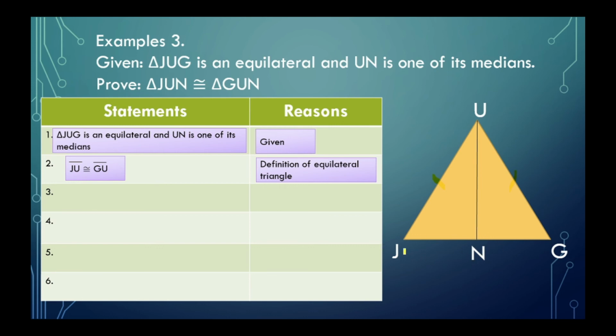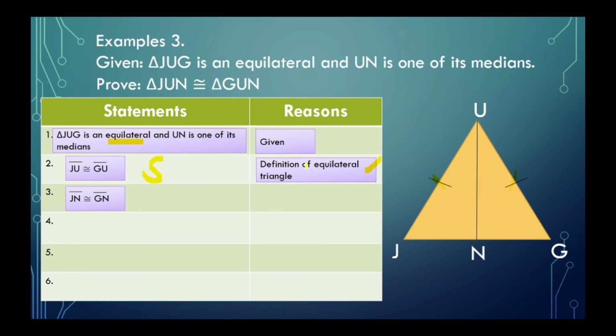So, since hindi naman natin gagamitin ng JG, etong JG na to, kasi nga, nahati na siya ni UN, yung dalawa na lang na side na yon ang pwede nating ilagay sa statement. Why? Because that is the two corresponding sides of these two triangles. No? So, JU is congruent to UG. Galing siya sa definition ng equilateral triangle. So, meron na tayo agad ditong S. Side. Next. Ayan o. JU congruent to UG.